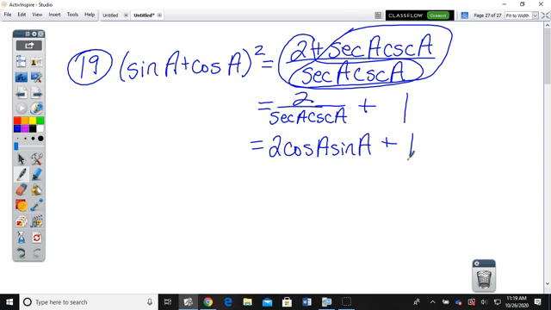We got about a minute. On this side, multiply it out. Sine squared A plus 2 sine A cosine A plus cosine squared A. Just to show y'all, what's sine squared plus cosine squared? 1.